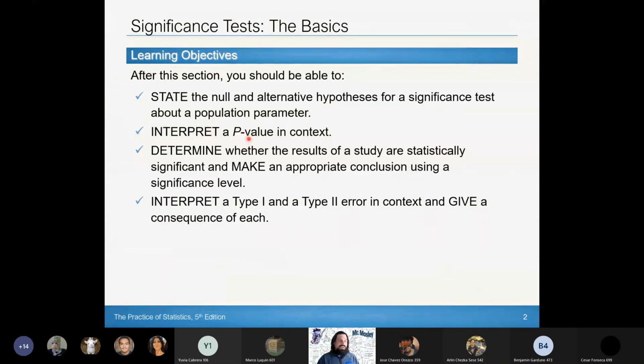We need to be able to interpret a p-value in context. We want to be able to determine whether the results of a study are statistically significant and make an appropriate conclusion using a significance level.